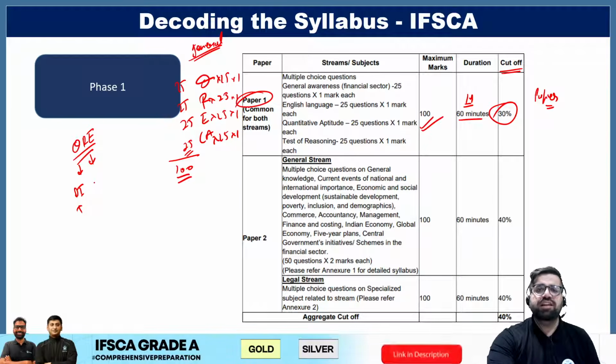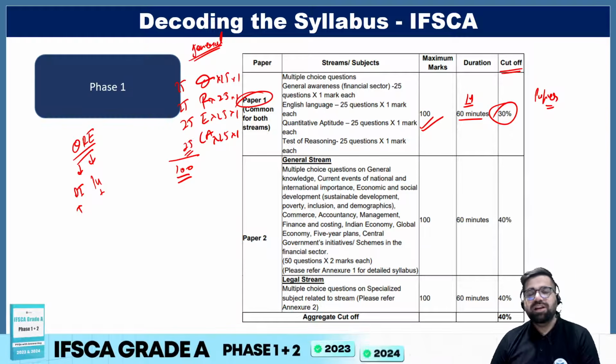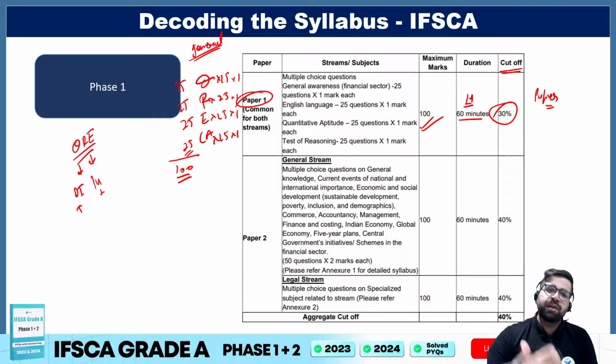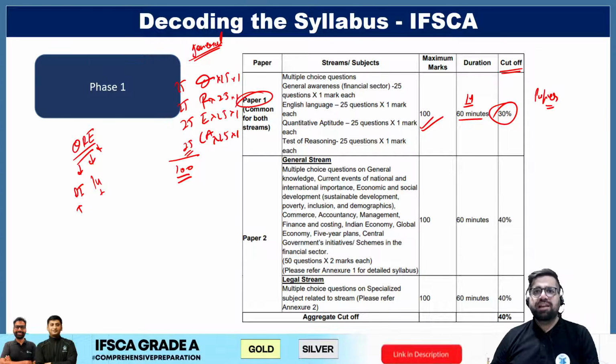Then you have reasoning. In reasoning, the most important topic will be your puzzles and seating arrangement. But if you are not comfortable with puzzles and seating arrangement, then you can do the topics of, I would say, miscellaneous stuff like syllogism, inequality, blood relation, all of that stuff. Then comes your English. In English you just have to practice with the help of mocks, right? So just give the mocks, analyze the mistakes which you are doing and do not repeat them in future.